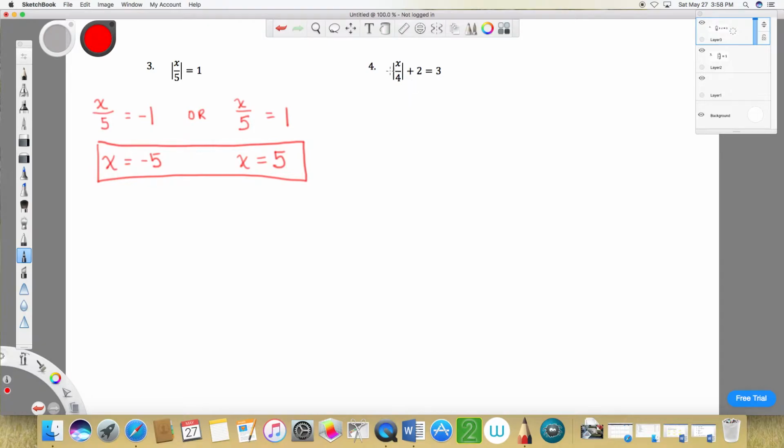Now in problem 4, the term that contains my absolute value symbols is this first term. So to get this term by itself, to isolate the absolute value, we subtract 2 from each side. 3 minus 2 is 1, and we have a problem that's practically identical to problem 3. This splits into two equations where this expression x divided by 4 is either going to equal -1 or it's going to equal +1. And these two equations solve to be -4 or +4.